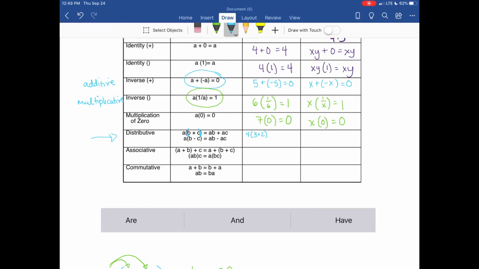Well, what does that look like? I'm going to have to share my 4. I have to share the 4 to the 3 and to the 2. So that gives us 4 times 3 plus 4 times 2. Because we share when we care. And then the same would happen if this were subtraction.